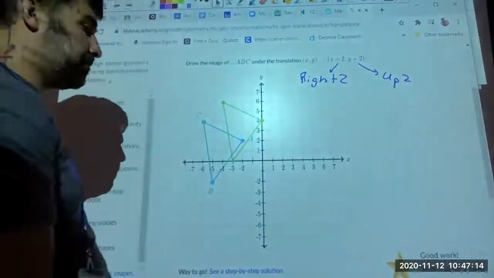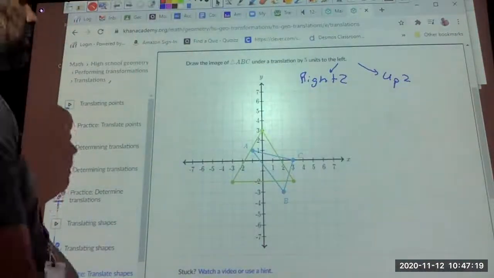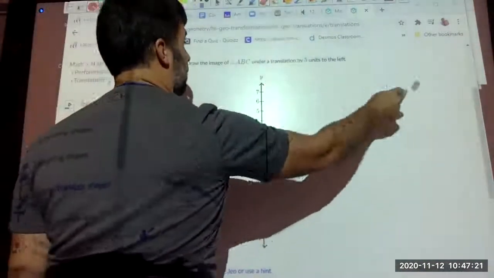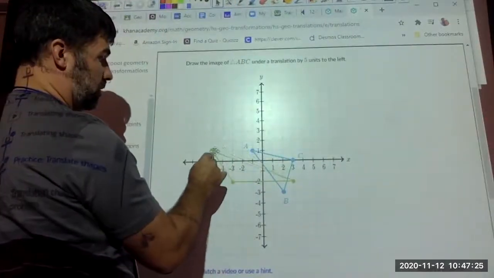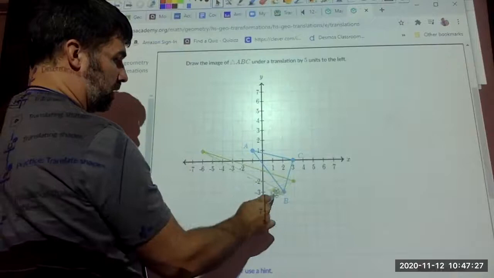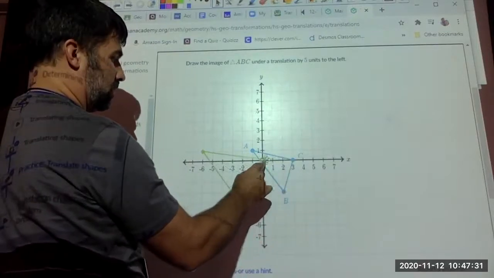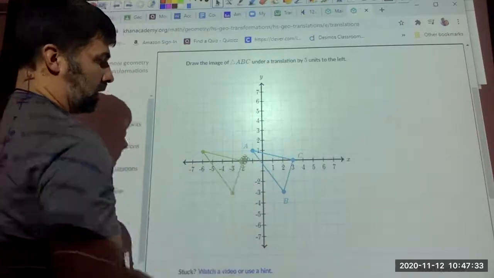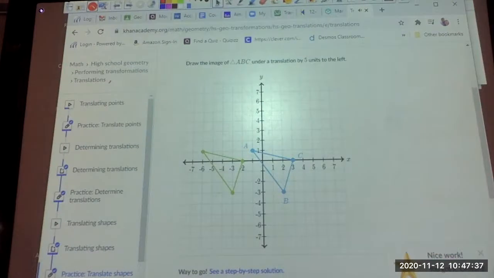All right, and that's it. Well, I think we got one more. So 5 units left. This says 5 units left. Just take each one. 1, 2, 3, 4, 5. Take B, 1, 2, 3, 4, 5, and take C, 1, 2, 4, 5. Looks the same, and we're good. So those are your 3 Khan Academy assignments.